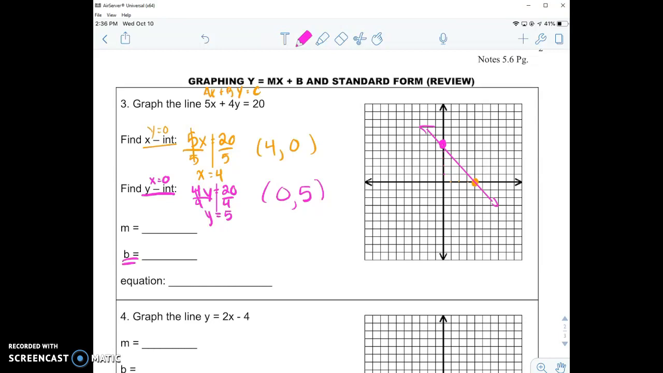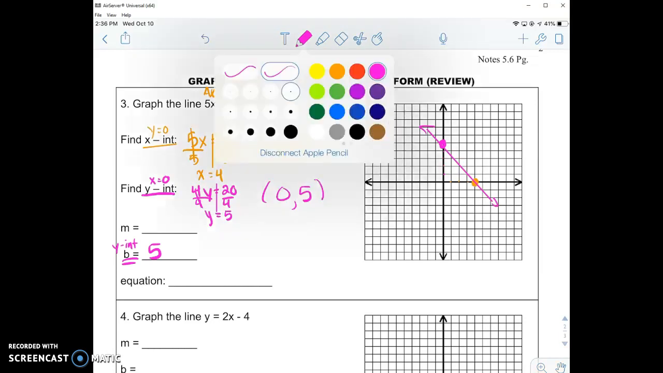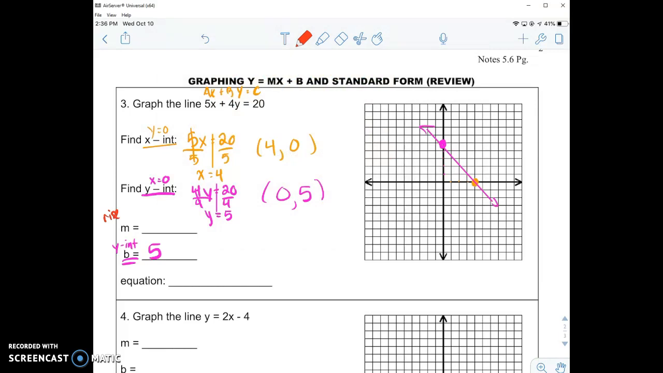My b value, or my y-intercept, was 5. I can find the slope by counting rise over run on my graph. I'm going down 1, 2, 3, 4, 5, so negative 5 over 1, 2, 3, 4. In slope-intercept form, y equals mx plus b, my equation is y equals negative 5 over 4 x plus 5.